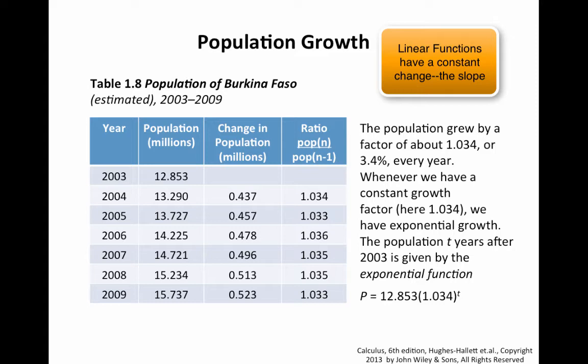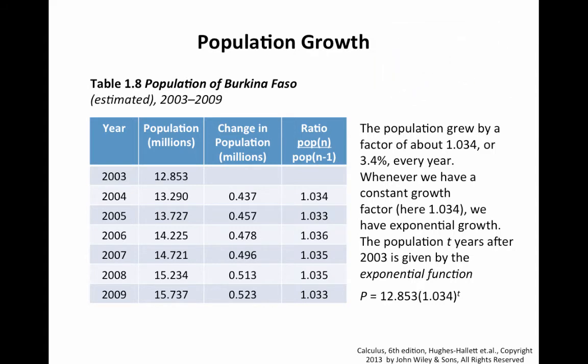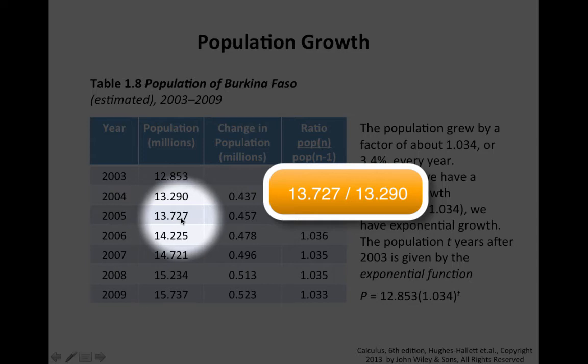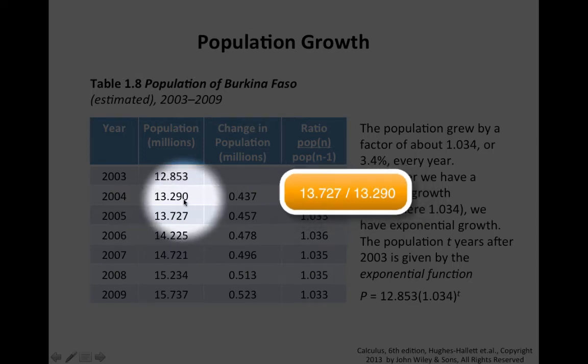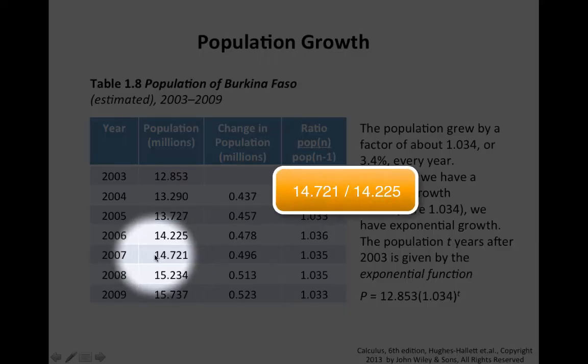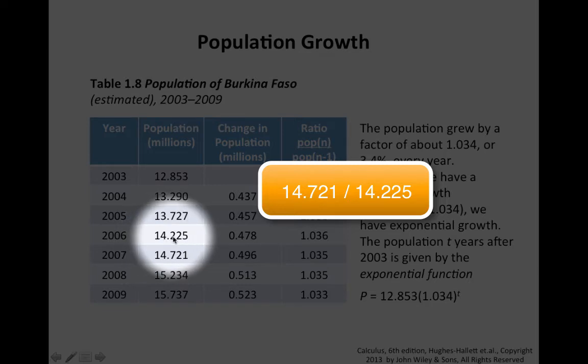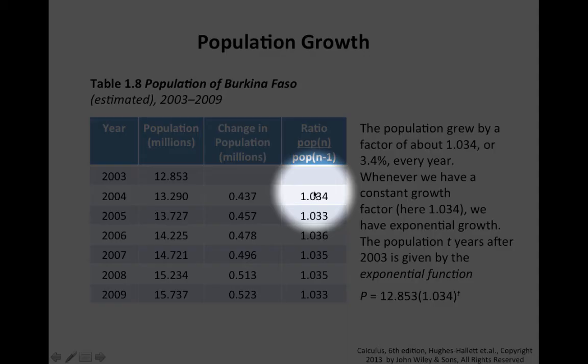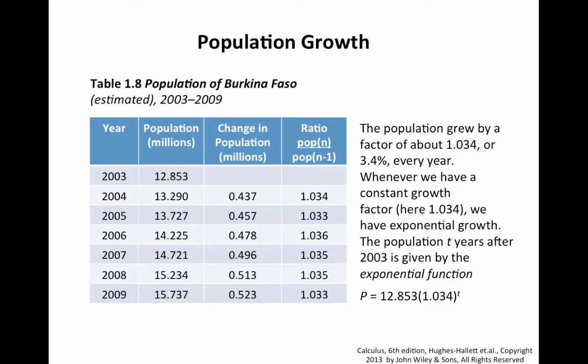Now, at first glance, you might not even be able to recognize it at all. But let's do something with your calculator. Pause the video if you would, and please take a second to divide the value for a year. Let's take 2005 for instance. Divide 13.727 by 13.290. And then go on. Take any other values. How about the value for 2007 divided by the value for 2006? And each time you do it, you'll see that you get the same ratio from one year to the year prior. And that should always be 1.034. So take a minute and check it out on the calculator.